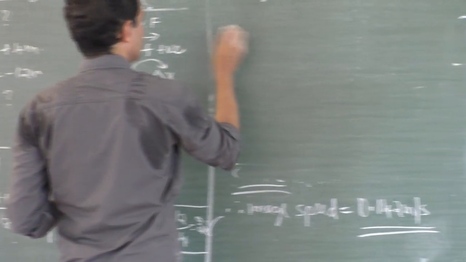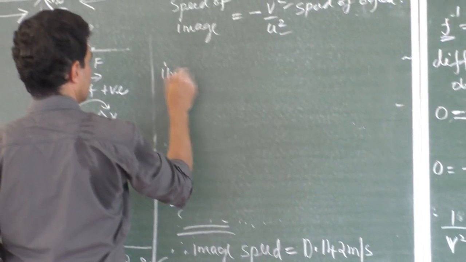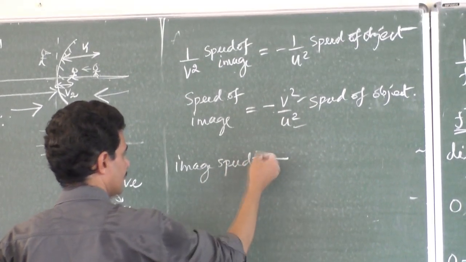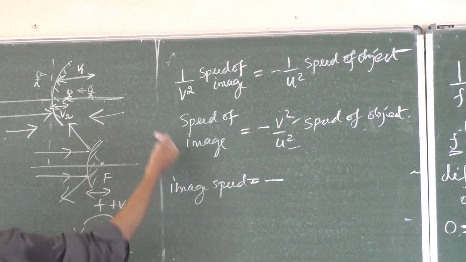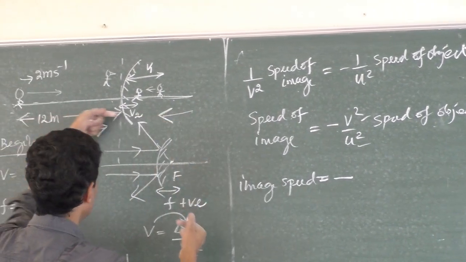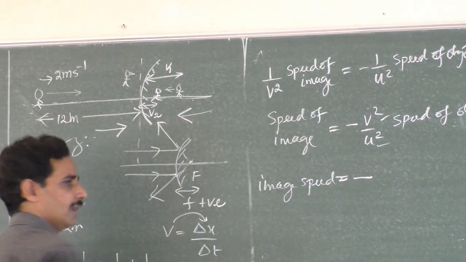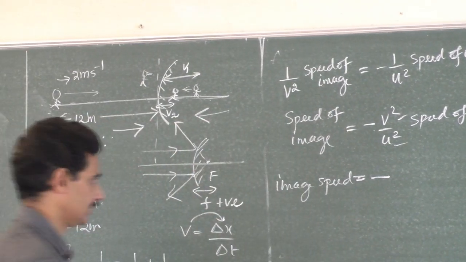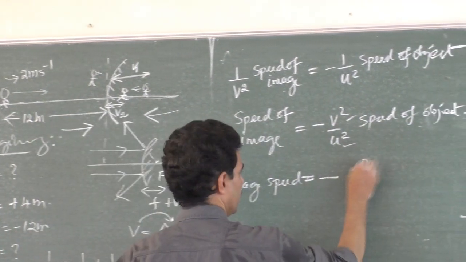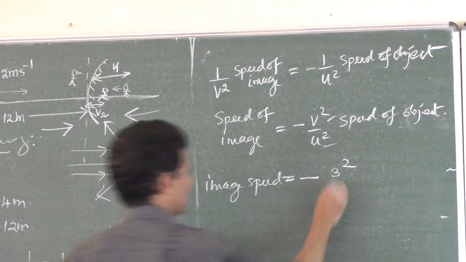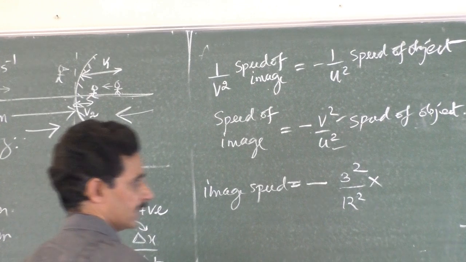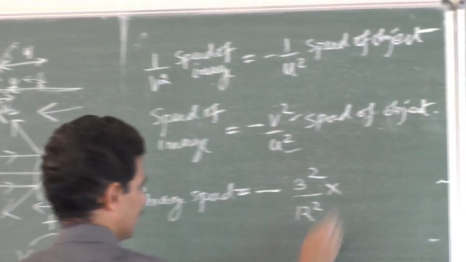Speed of the image. So image speed is equal to, and we are finally retained with a negative sign. Very simple. Why is it negative? When the object is coming in the positive x-axis direction, the image is coming in the negative x-axis. So it is in the opposite direction. Minus of v square, 3 square, image distance square, divided by object distance square, 12 square, into speed of the object. Speed is given, 2 meters per second, 2.